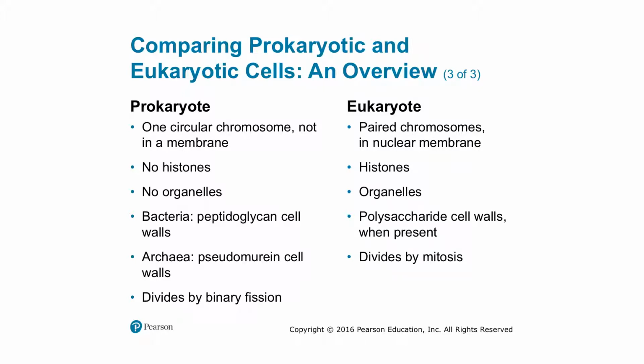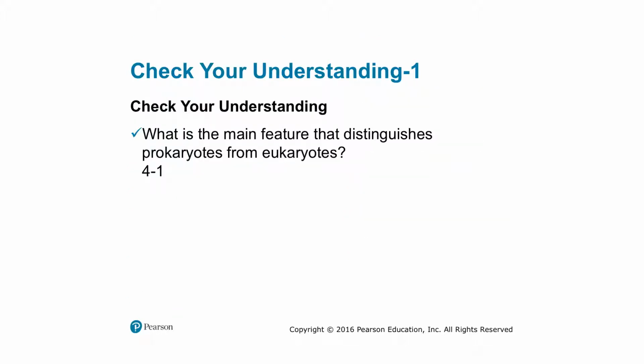In eukaryotes, we're going to have paired chromosomes in a nuclear membrane. We're going to have histones. We're going to have organelles. We're going to have polysaccharide cell walls when they are present, and they're also going to divide by mitosis. So here's your check your understanding question: what are the main differences? These are really good questions to ask. Comparing and contrasting different things is always a great thing to ask.